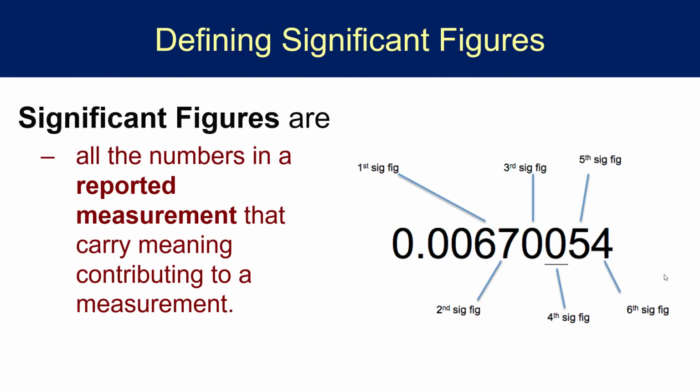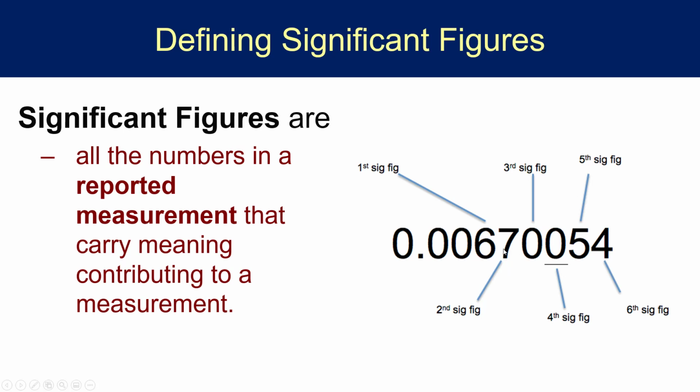So we talked a little bit in the measurement video about measuring to the proper number of significant figures, but we really didn't get into what a significant figure actually is. And by definition, significant figures are all the numbers in a reported measurement that carry meaning and contribute to that measurement. So here, if we look at this number, you'll notice that we have some zeros, and then we have our first significant figure, our second, two more zeros, and then two more significant figures, for a total of 6.